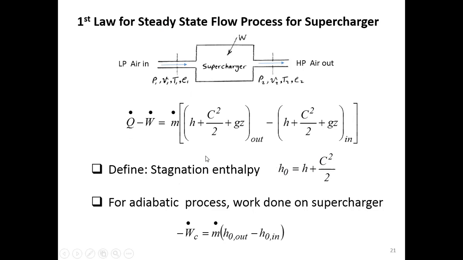By defining the stagnation enthalpy, the equation above here, if it happens to be an adiabatic process, can be reduced to just this. If it is an adiabatic process, we have no rate of heat transfer, and we also have no change of the potential energies. So the amount of work required by the supercharger will be equal to the mass flow rate through the supercharger times the change of the stagnation enthalpy here.